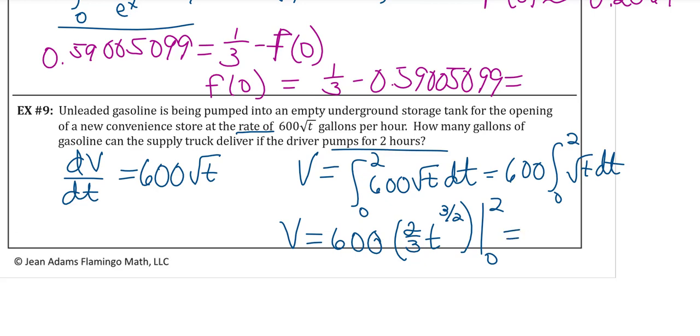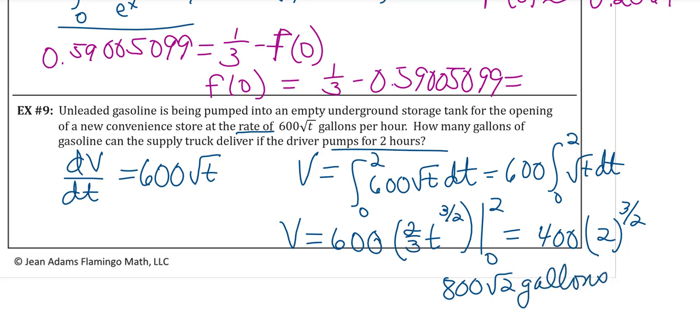So we actually get, if we simplify this, 400 times, this is going to be 2 to the 3/2 minus 0, so it's just going to be that. So we get 800 times the square root of 2 gallons. And since you are allowed to use your calculator, you can put that this is approximately equal to 1131.371 gallons. Okay, and that is the end of this section.